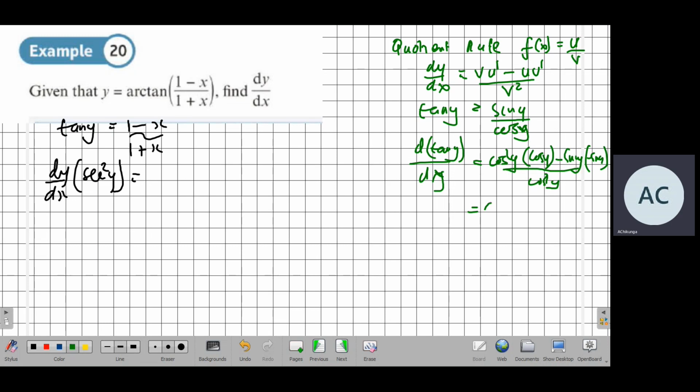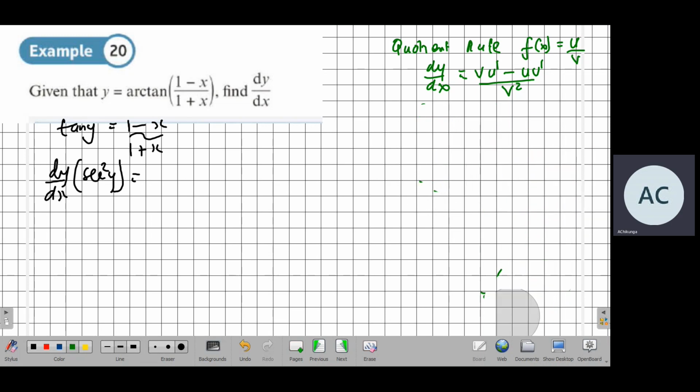So the numerator becomes cos squared y plus sine squared y over cos squared y, which is just 1 over cos squared y, which can be translated as sec squared y. So that's basically where this is coming from, the quotient rule.